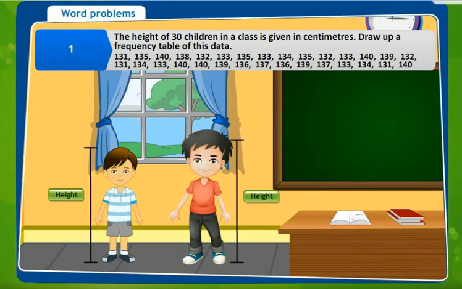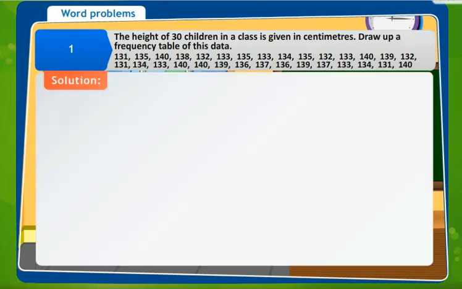Now you can see the data given is 131, 135, 140, 138, 132, 133, 135, 133, 134, 135, 132, 133, 140, 139, 132, 131, 134, 133, 140, 140, 139, 136, 137, 136, 139, 137, 133, 134, 131, 140. Now, this is the information given for 30 children.